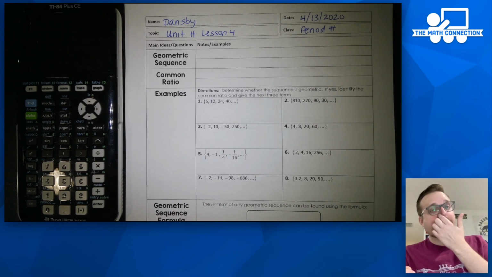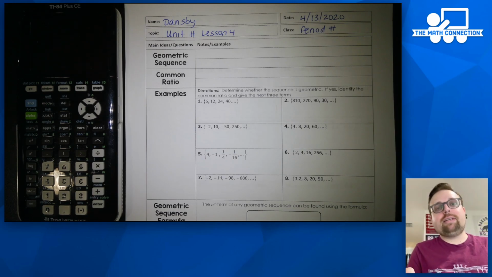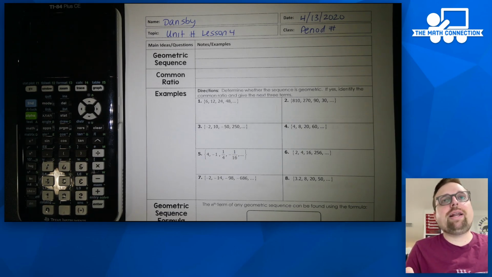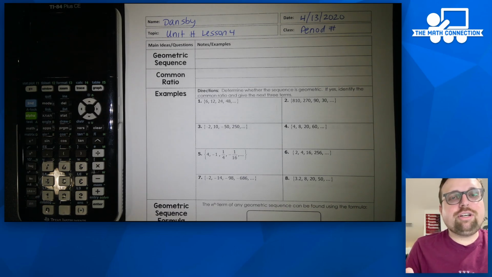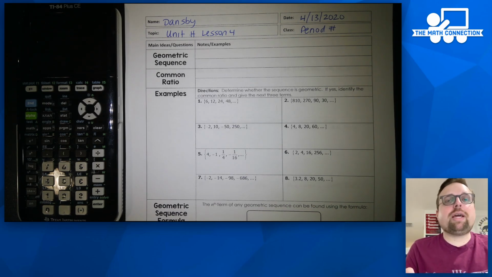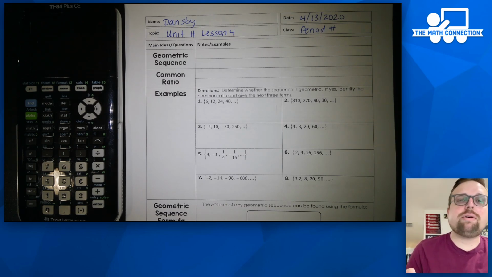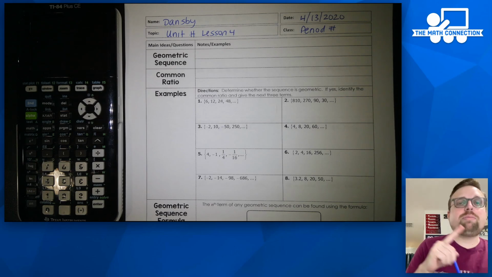Okay, so a geometric sequence is kind of similar to an arithmetic sequence. The difference is that in a geometric sequence, we're talking about multiplication. So there's a factor called a common ratio that's going to be what you multiply each term by to get the next term in the sequence.